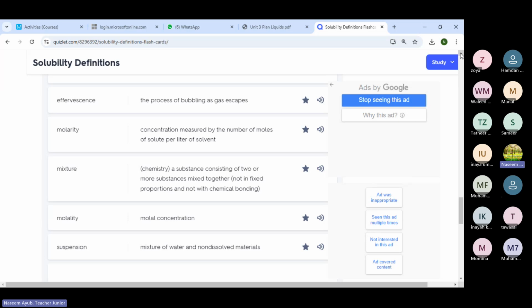Obviously, the definition is written over here: it's the concentration, the number of moles of solute. What is the meaning of moles over here? Ma'am, particles. Okay. Yes, he is right. Moles in this case means the number of particles of solute that are dissolved per liter of solvent. So that's called the molarity of a solution. Okay?